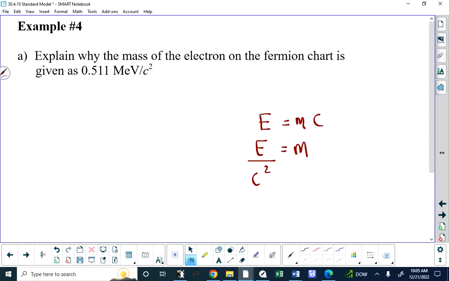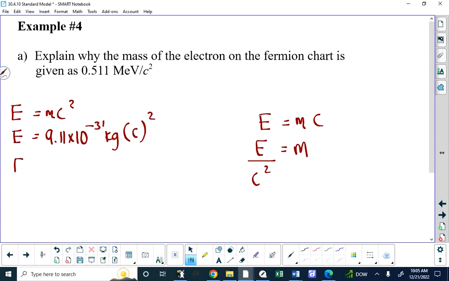Well, let's take E equals mc squared and calculate how many joules of energy is equivalent to the mass that an electron has.